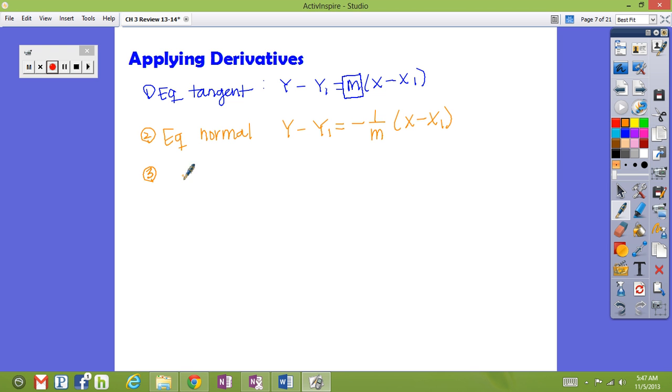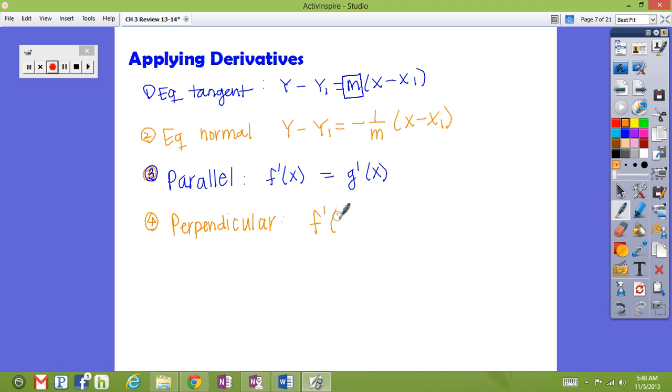You should be able to find where 2 functions are parallel in terms of their tangent lines. So if I ask you to find where the 2 functions f and g have parallel tangents, that would be where the derivative of f is equal to the derivative of g, because that would make their tangent slopes be the same. And then number 4, if I ask you to find perpendicular, very similar to what you did a second ago, only now, instead of taking the derivative of f and making it equal to the derivative of g, perpendicular slopes are opposite reciprocals. Okay?